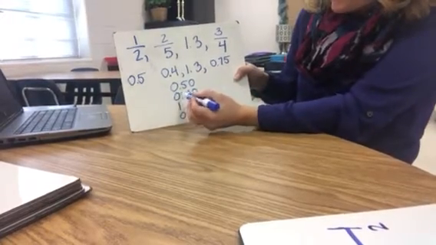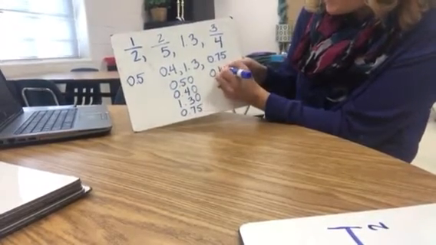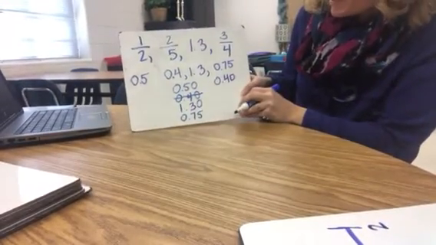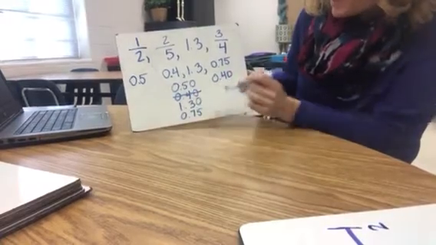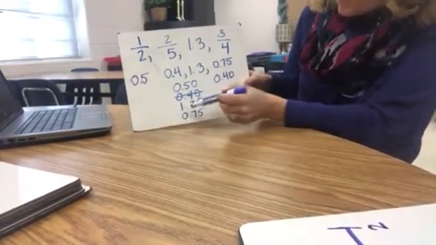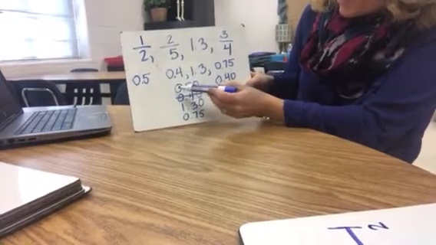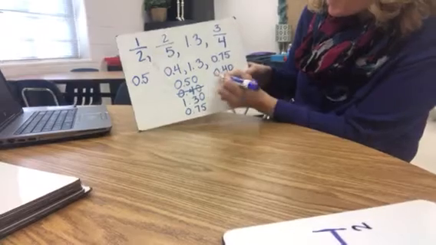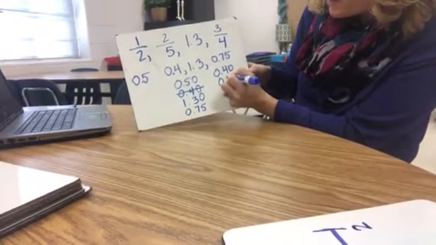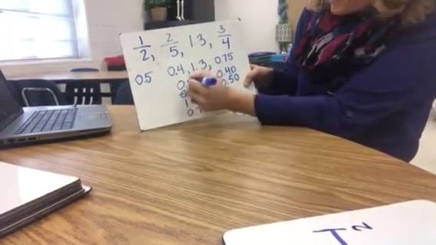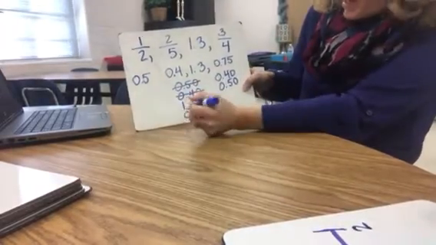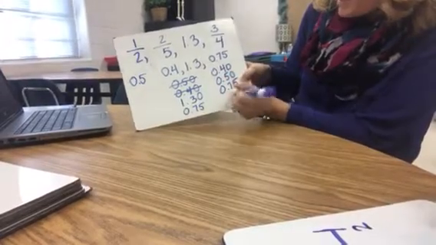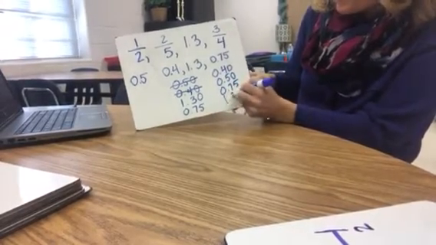So I know this is going to be my first one. I'm going to put 0.40, and I'm going to cross it off because now I'm done with it. Next, I look again at my tenths place. I know I'm not looking at my 1.3 because that's too big. So now I have 0.5 and I have 0.7. Well, the 5 is smaller, so I'm going to go there. That's going to be my next number. Cross it off. Done. Now I have 0.75, so I know that's going to be my next one. And last but not least is my 1.3.